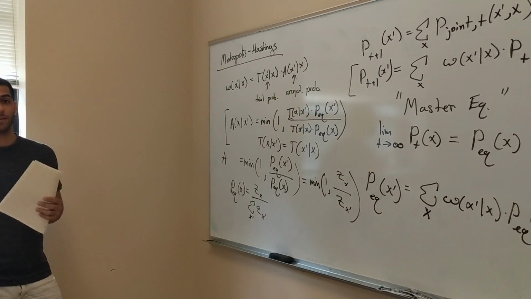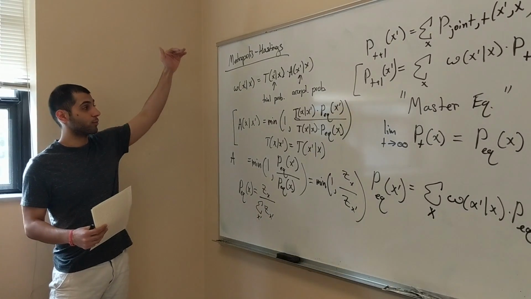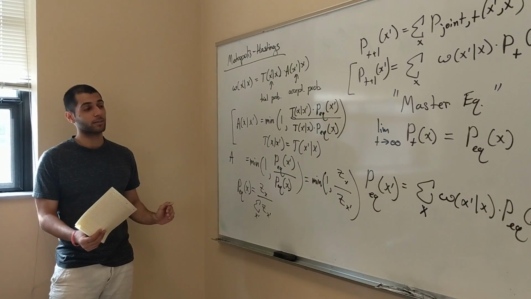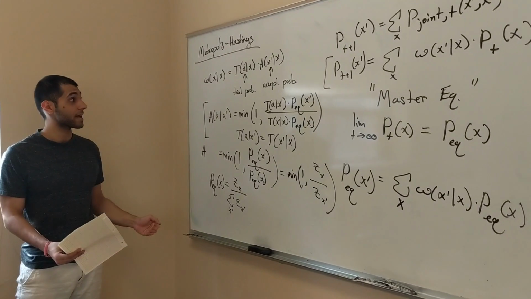Now we're going to go back to Sam to talk about how you could reformulate the independent set problem we talked about earlier into a Metropolis-Hastings type algorithm.